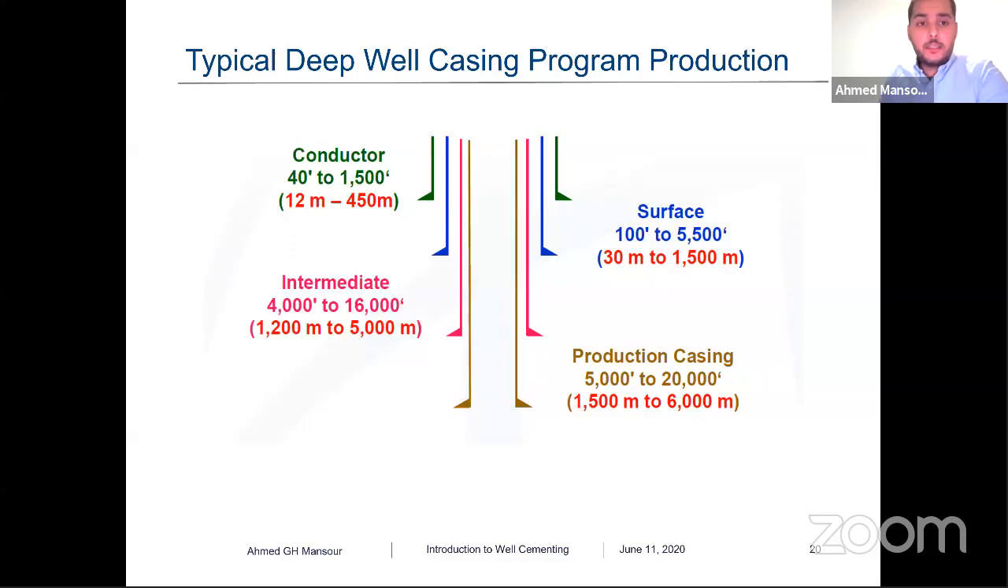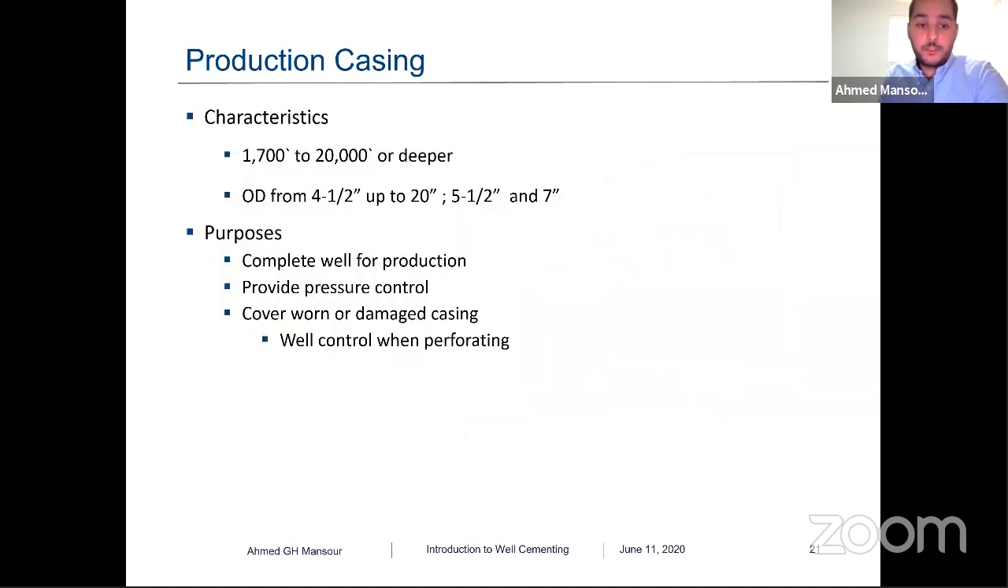The last casing type that I'm gonna cover here is the production casing. We call it a critical job because one mistake is gonna cause a lot of issues. Usually the depth for the production job is from 1,700 to 20,000 feet, and the maximum depth that I worked with is 23,000 feet. The average size is from 5.5 inch to 5.5 and sometimes 7 inch. I didn't see 20 inch before.